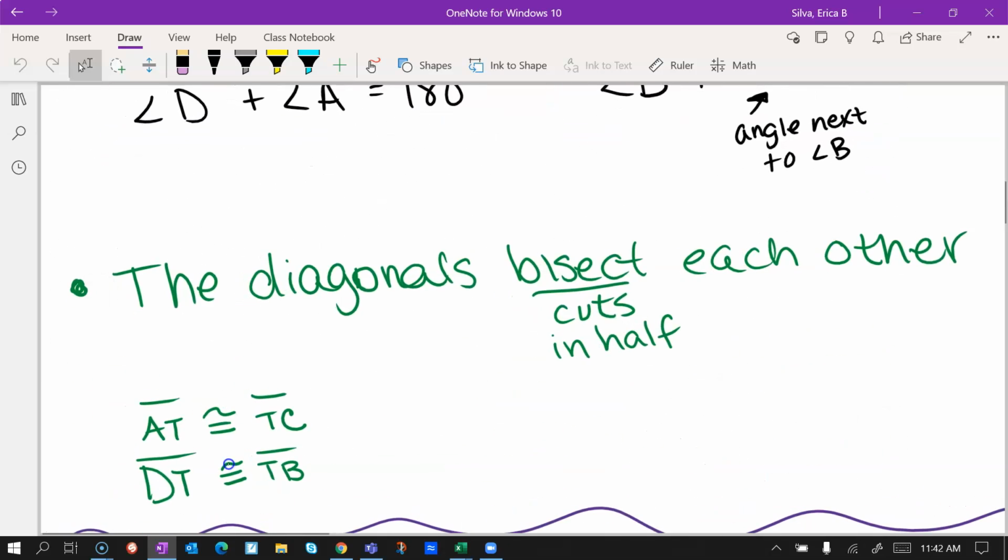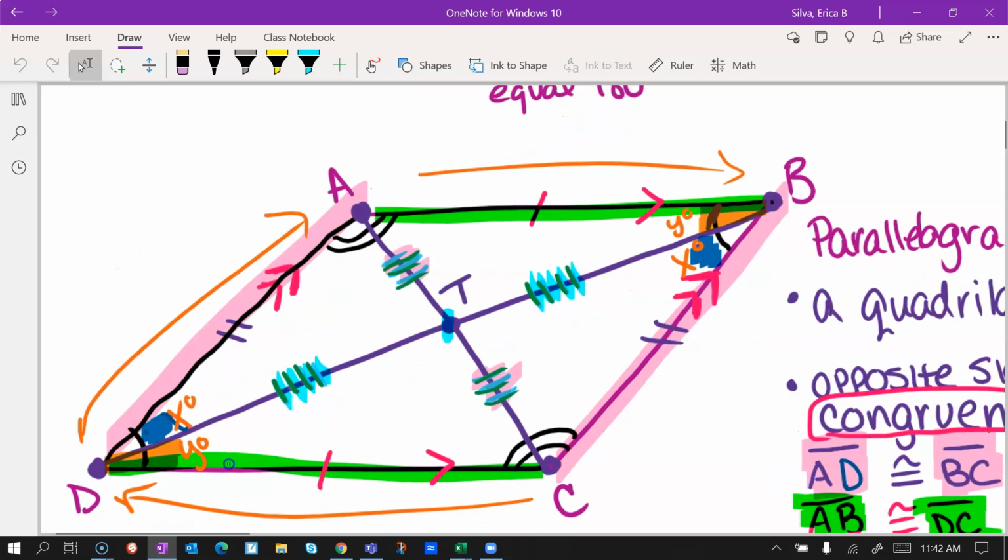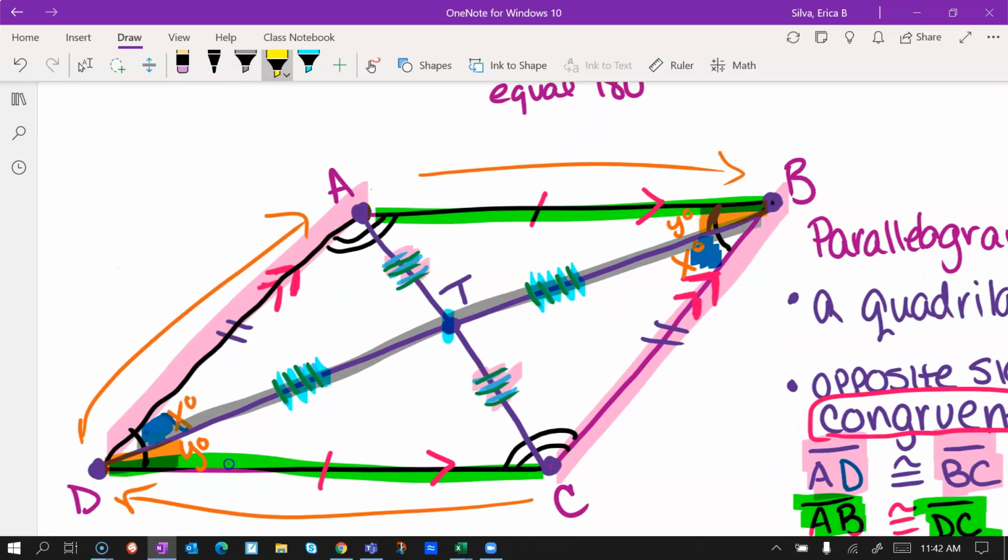Our diagonals bisect each other, which means that when we have this line here bisected by this one, then this side is going to be congruent to this side. And the same thing for this side is congruent to this side.